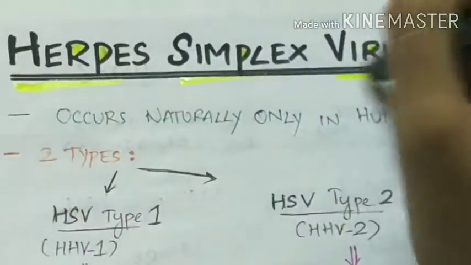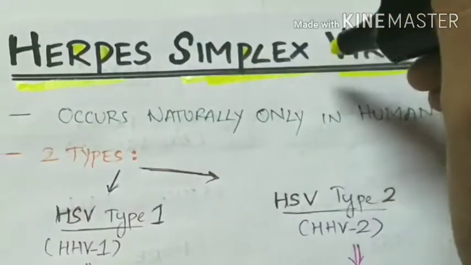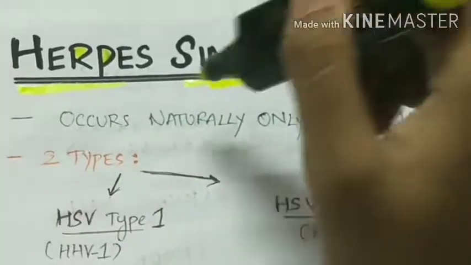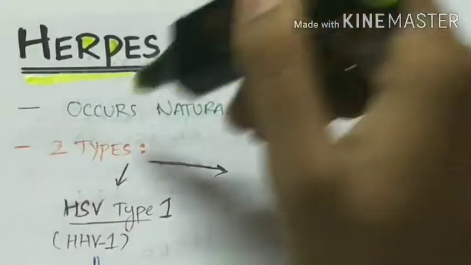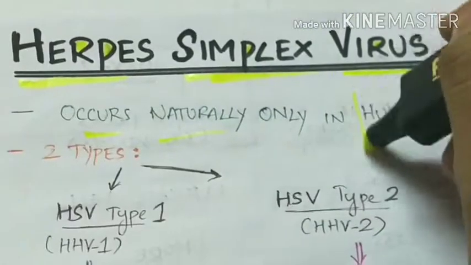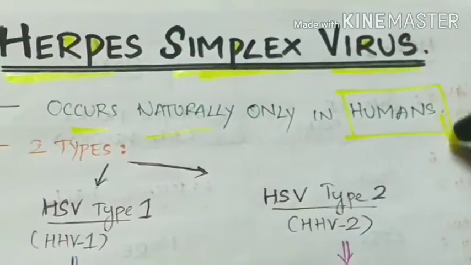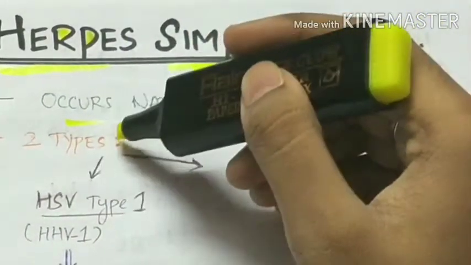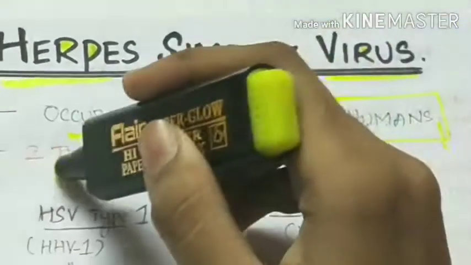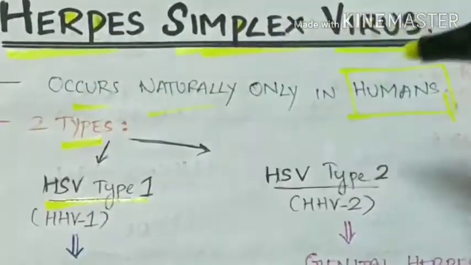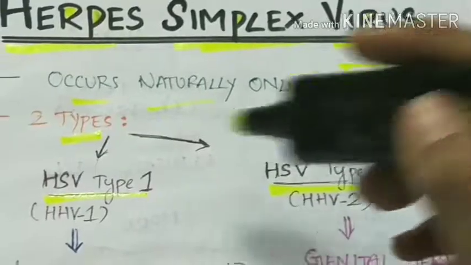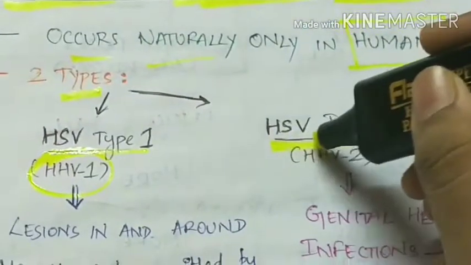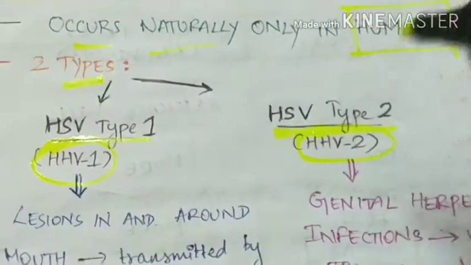Herpes simplex virus. They belong to the family Herpesviridae. The herpes simplex virus occurs naturally only in humans. There are two types of herpes simplex virus, HSV1 and HSV2. HSV type 1 is human herpes virus 1 and HSV type 2 is human herpes virus 2.